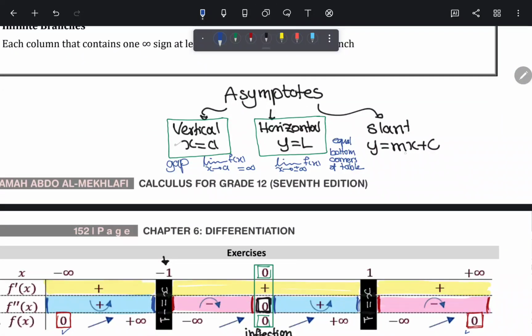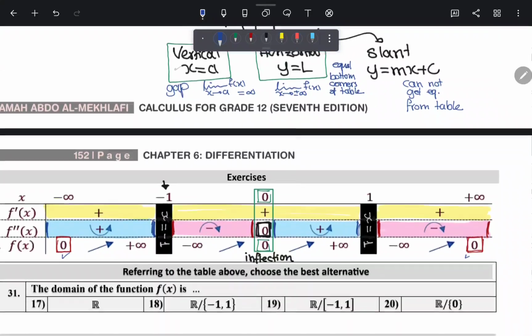So what appears for me? The slant asymptote appears. And for the slant asymptote, we cannot get the equation. We cannot get the equation from the table. We can tell that there is a slant asymptote, but what is the equation? We don't know. For example, look at this next table.